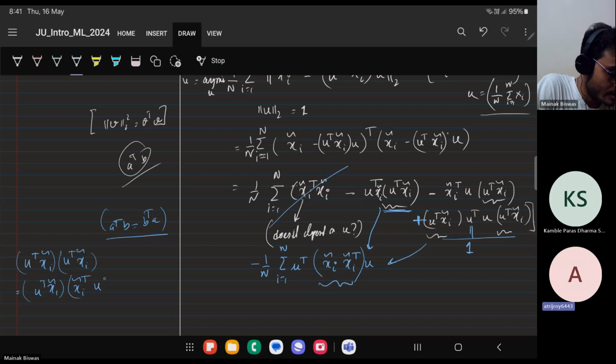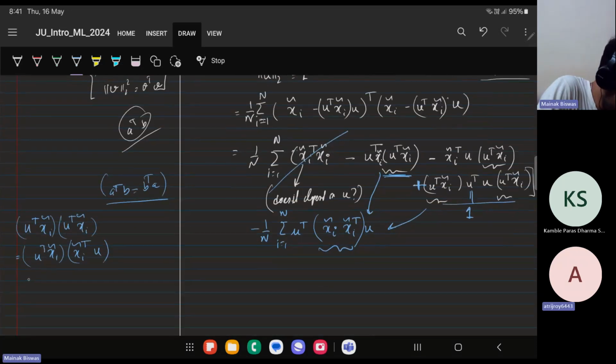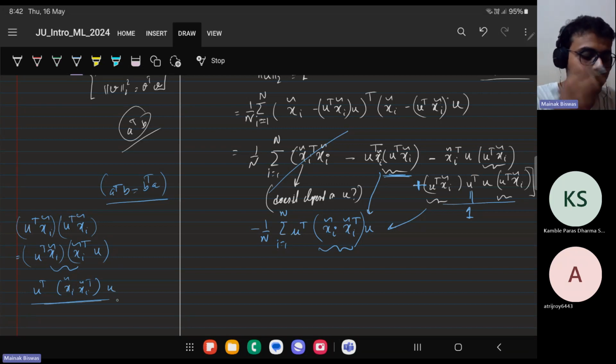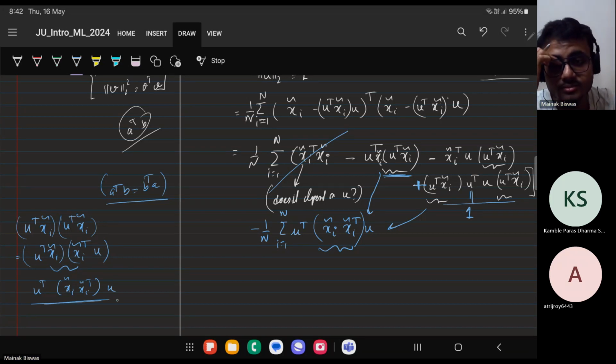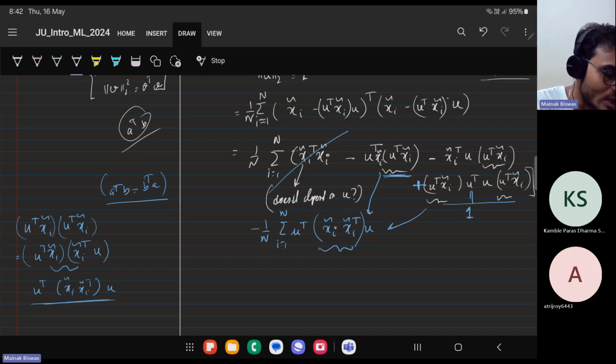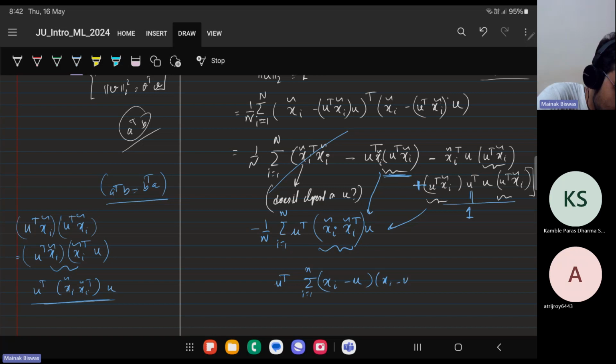Yes. Okay, then I associate group with this. I just do associativity. Maths is associative. Algebra is very, very useful. And all these terms are the same. Do you agree? All the three terms, two negative and one positive. So you get u transpose, summation i equal to 1 to n, xi minus mu transpose, right?